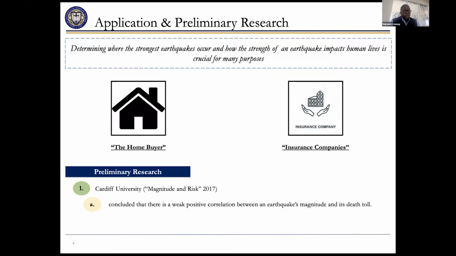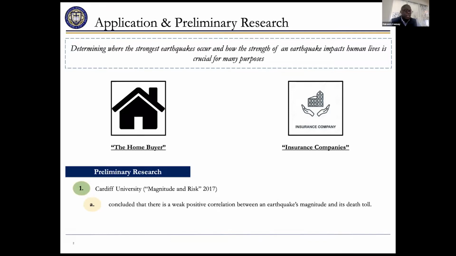So that they can know whether or not they want to charge premiums for the solutions that they offer. So this analysis would definitely be important to individuals buying a house, as well as insurance companies looking to provide insurance to consumers.